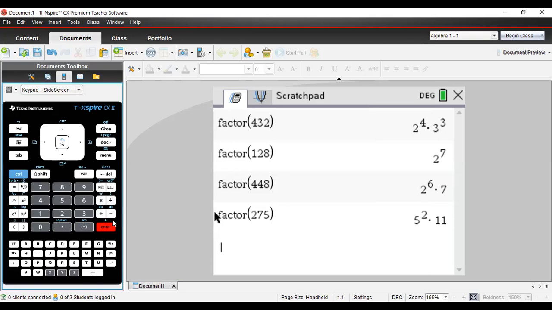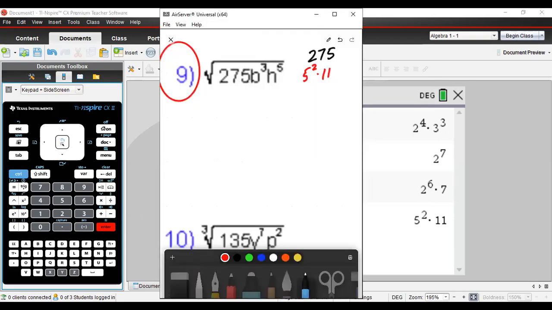All right, so let's go back to the iPad and finish this up. By the way, that was my rice cooker going off, so ignore that.